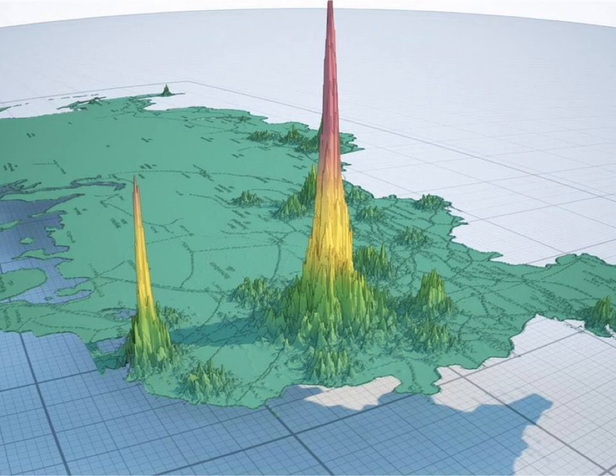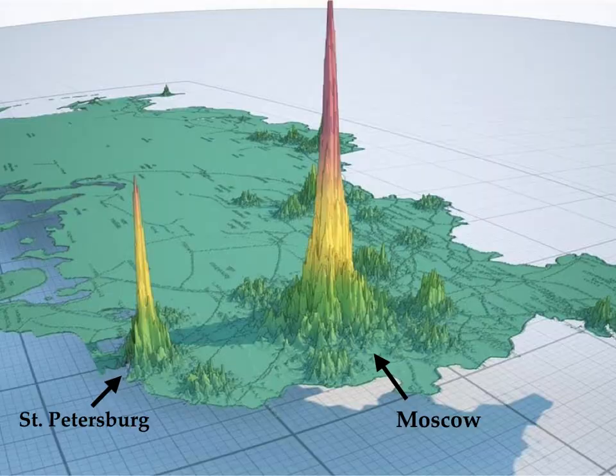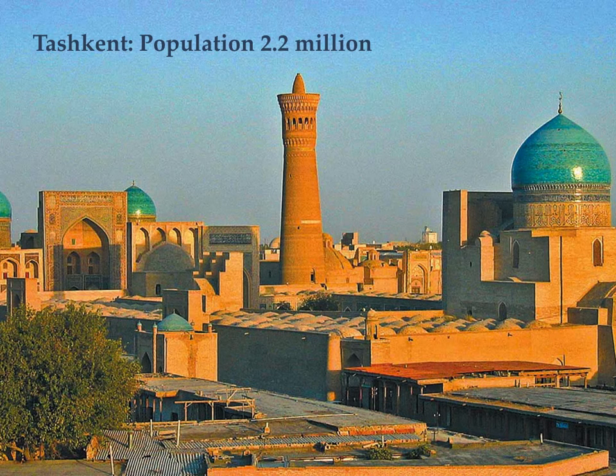The most heavily populated cities in this region are Moscow, shown here, with a population of 16.1 million, and St. Petersburg, which is right here, with a population of 5.1 million. The closest populated city in comparison to Russian cities is Tashkent, Uzbekistan, with a mere population of 2.2 million. This truly enlightens us to understanding how much Russia dominates over its neighboring countries.